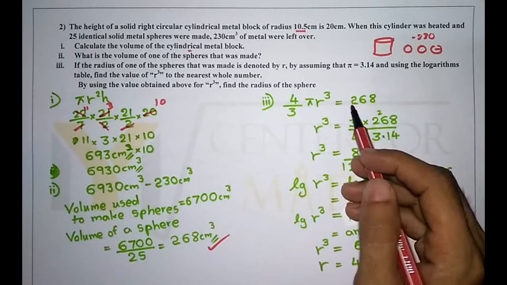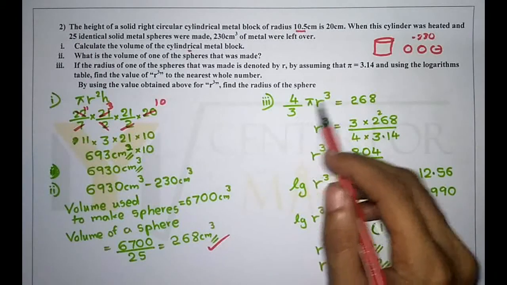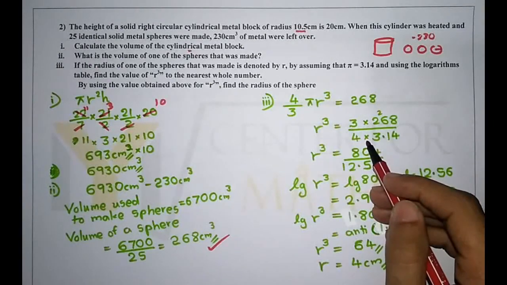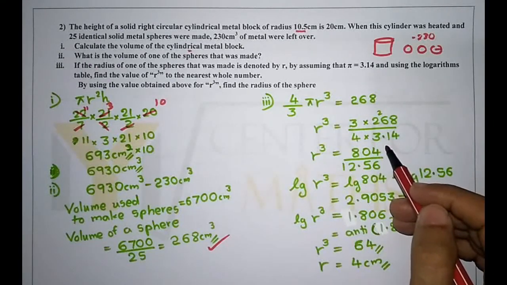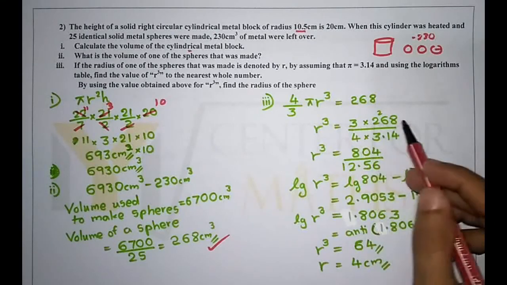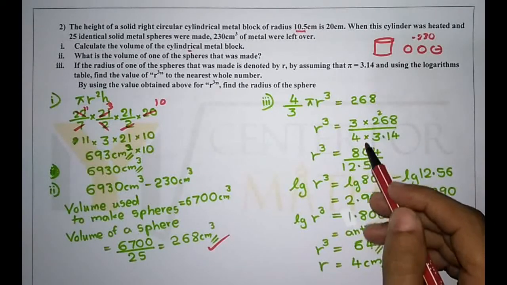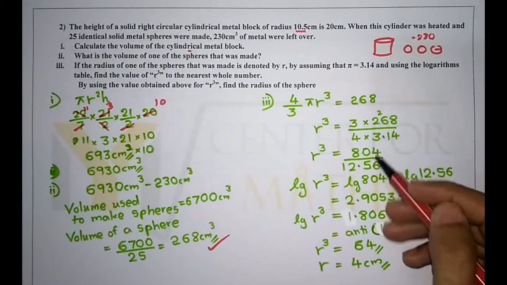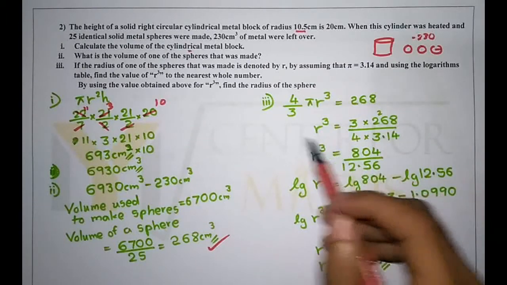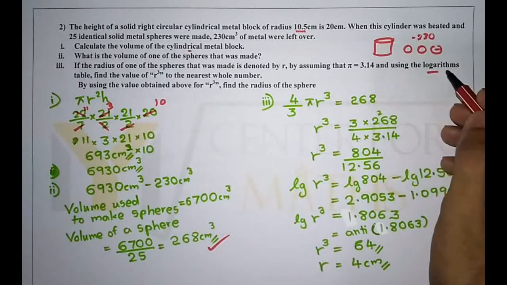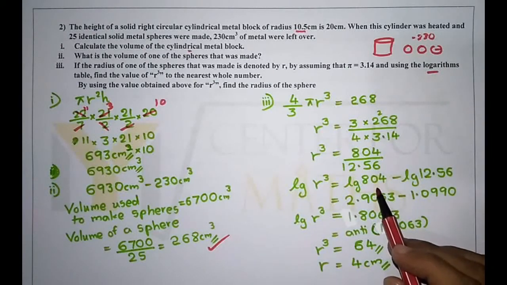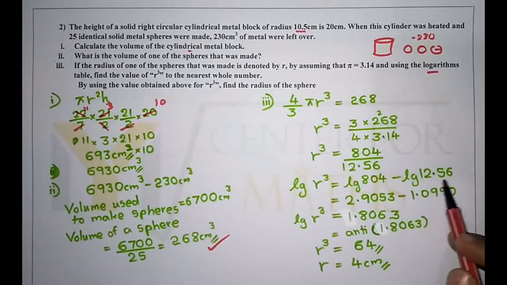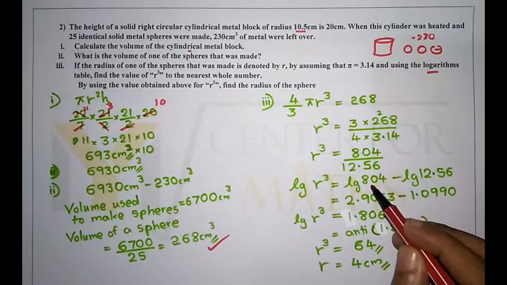So we'll start. The volume of the sphere is equal to 268, and here is the formula. Now I am taking the rest to the right side. Division by 3, if we send that, there will be multiplication by 3, multiplication by 4 will become division by 4, and pi also will go down to the denominator. Now we'll multiply them. 3 into 268 is 804, and 4 multiplied by 3.14 gives 12.56. Now it's a bit difficult to simplify, and they are also asking us to use logarithms. So I applied the logarithms: log 804 minus log 12.56.